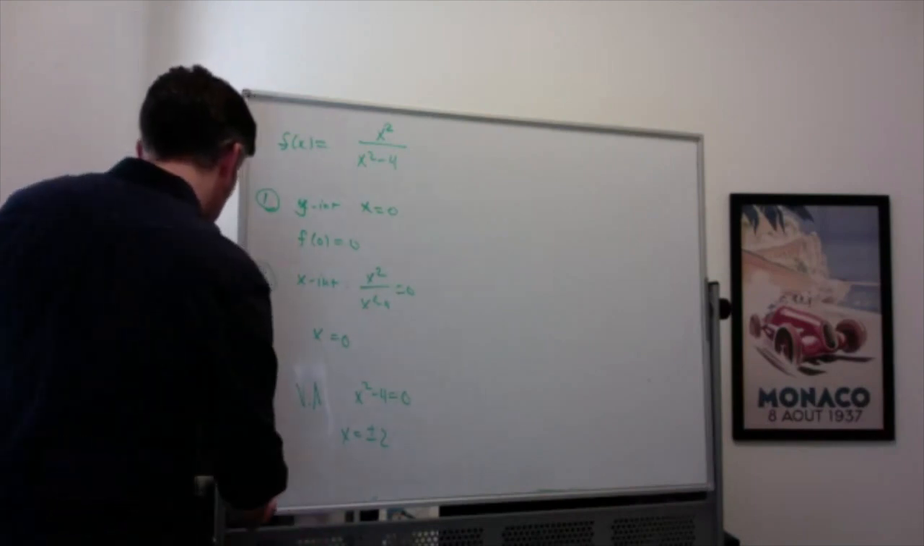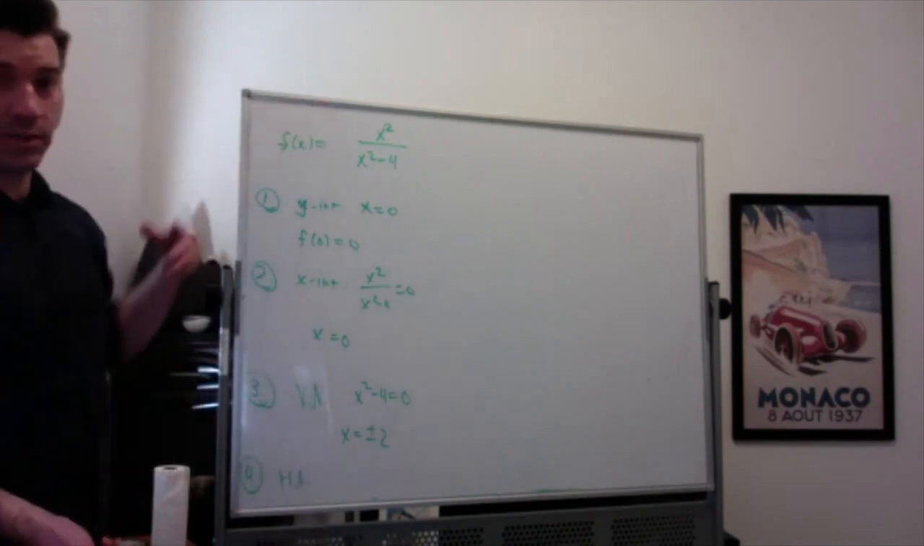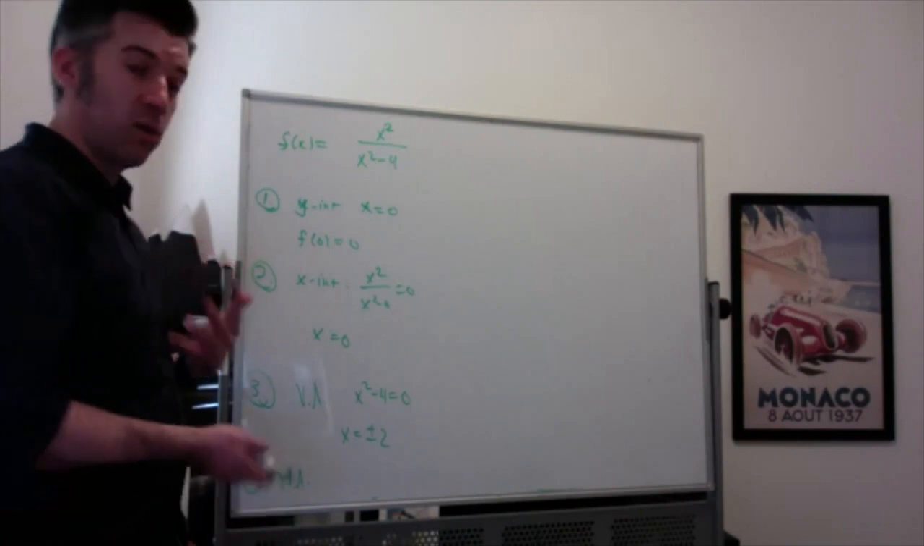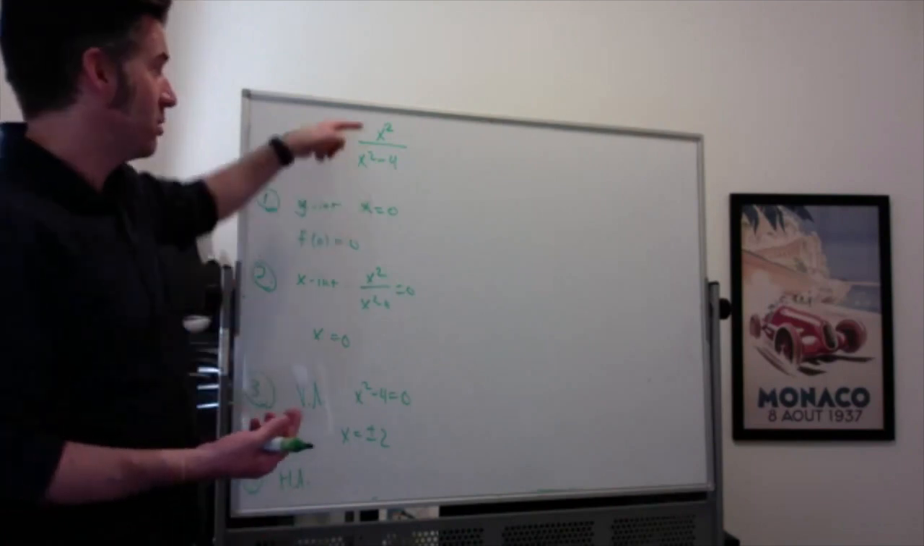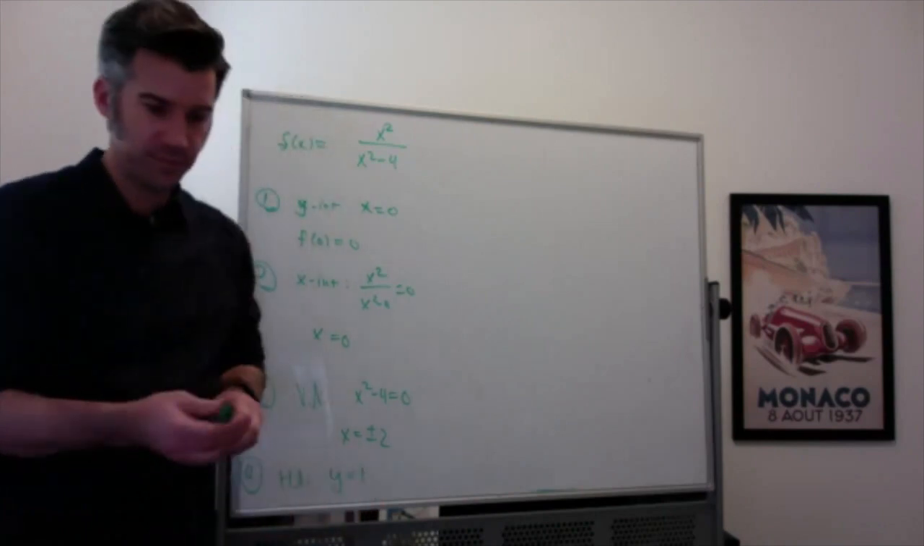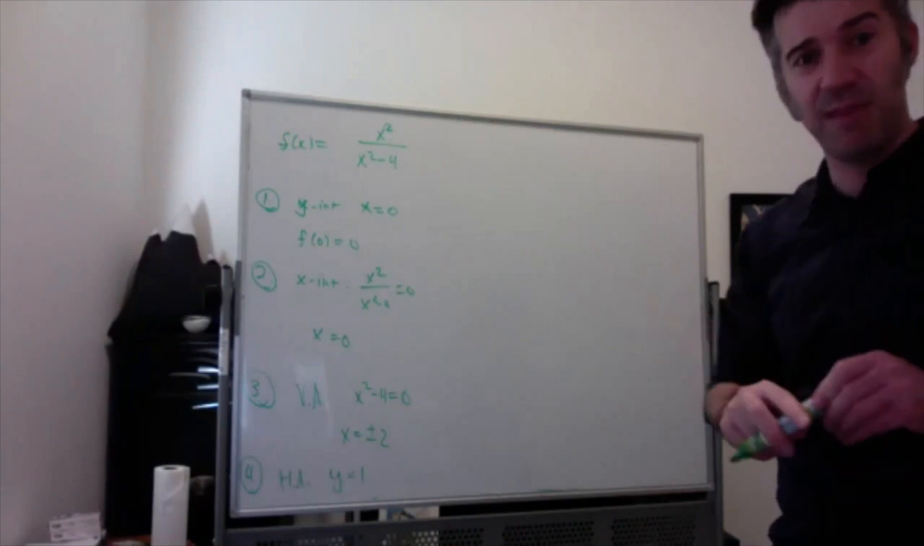And then for horizontal asymptotes, I see that it's a rational function where the degree on the top and the degree on the bottom are the same. So we have a horizontal asymptote at the quotient of their coefficients, which is 1 over 1. So the horizontal asymptote is y equal to 1. The first derivative and second derivative stuff gets kind of messy for these rational functions.